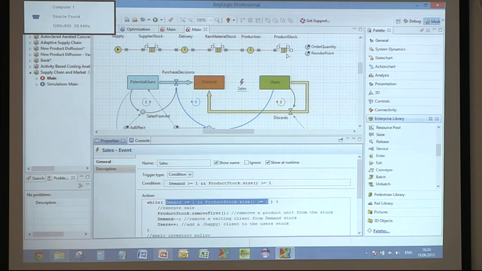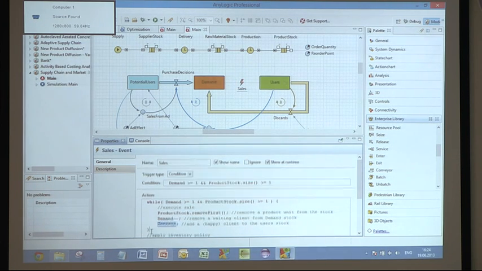Am I making sense here? Okay. Then what we do, we execute sale of a product unit. We remove the first product from this stock. We subtract 1 unit from demand, and we add 1 unit to the users. And this is the link between SD and discrete event.